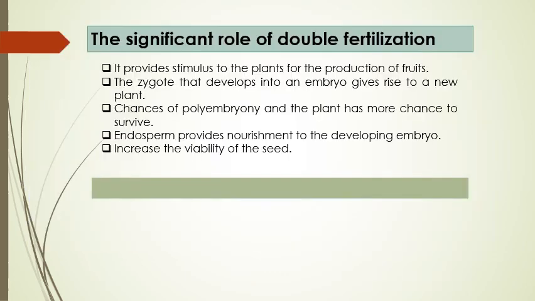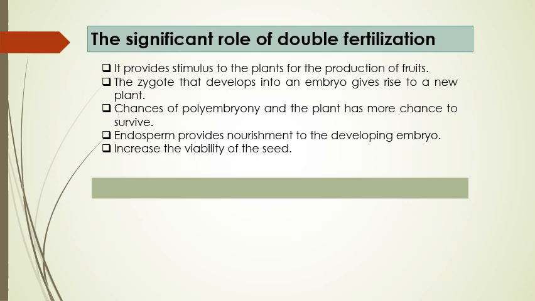Now, let me discuss some significant roles of double fertilization. There are many possible significant roles, but I have mentioned some main or important ones. It provides a stimulus to the plant for the production of fruit. The zygote develops into an embryo and gives rise to a new plant. There are chances of polyembryony due to the triple fusion, and the plant has more chances to survive. Hence, it increases the viability of the seed, and also it provides development and nourishment of the embryo.